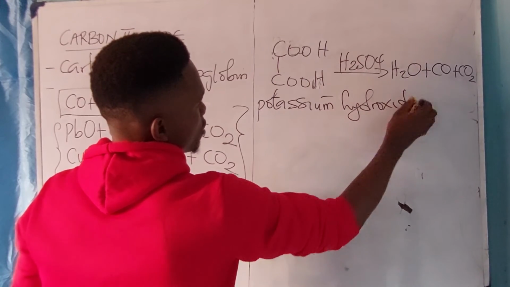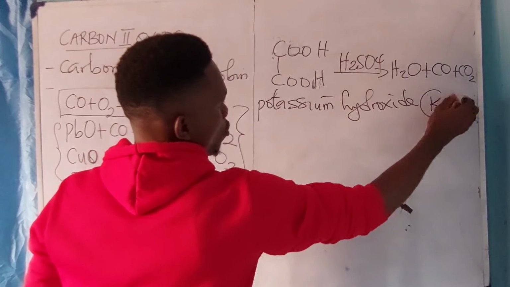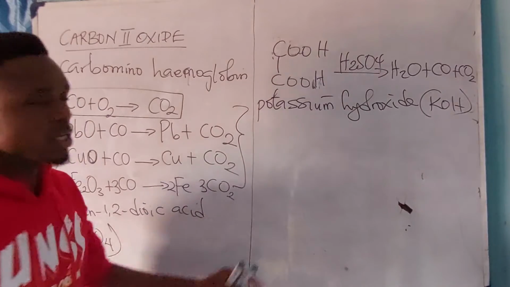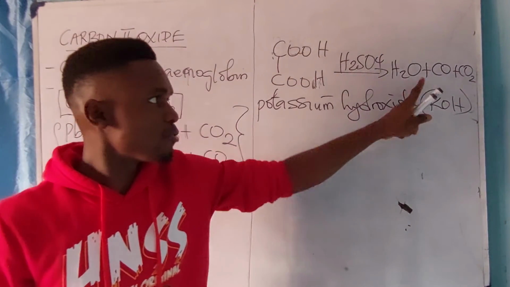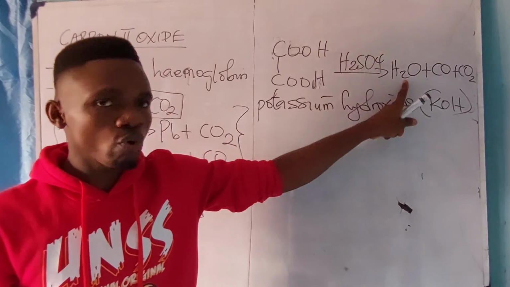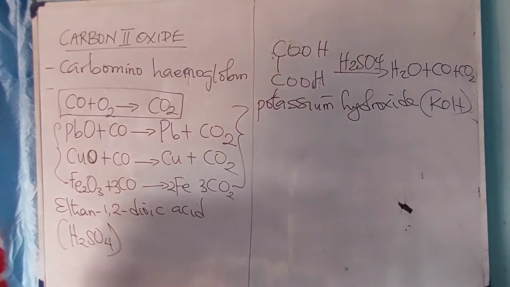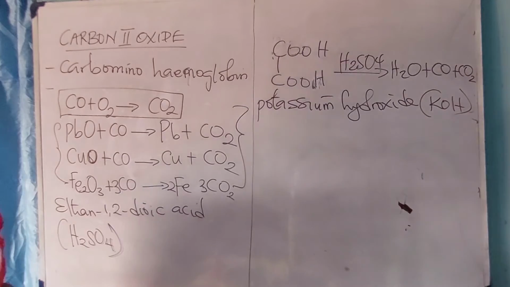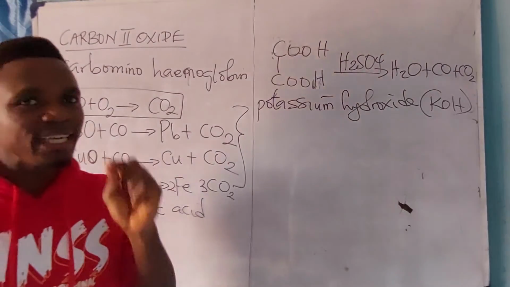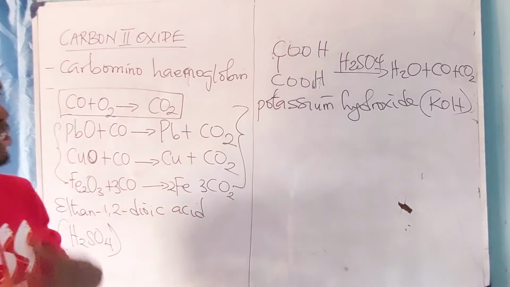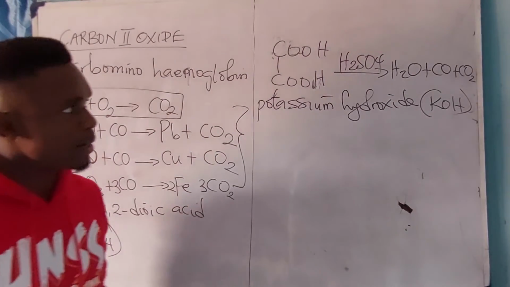This potassium hydroxide is KOH. Once it is passed through this potassium hydroxide, it absorbs it. You now have what? Carbon 2 oxide and what? Water. So please, carbon 2 oxide is the most dangerous air pollutant. It is said to be dangerous when it competes with oxygen in the blood. Please take note.